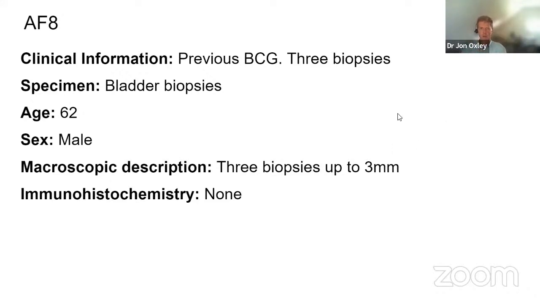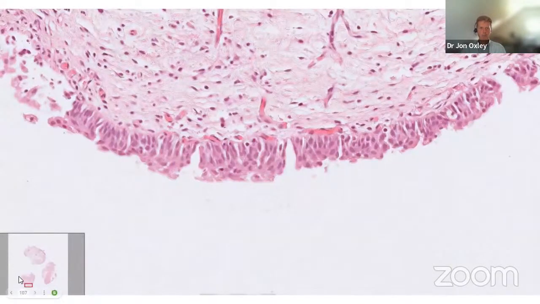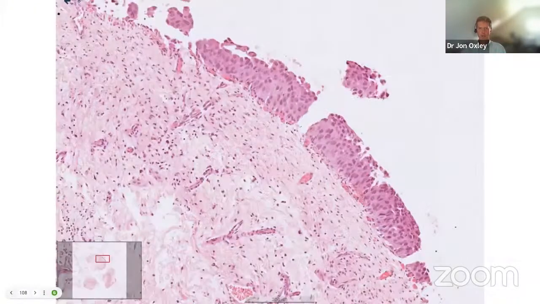Okay, so the next one we're moving on to is another small bladder biopsy, 3 biopsies up to 3 millimeters. And we had 3 fragments, one with some deep muscle. And the biopsy at the bottom was slightly blurry, it has to be said, but it looks okay. But the biopsy which was of interest was this one here, and the urothelium looked like this with bits breaking away.